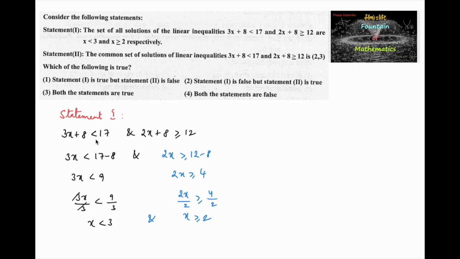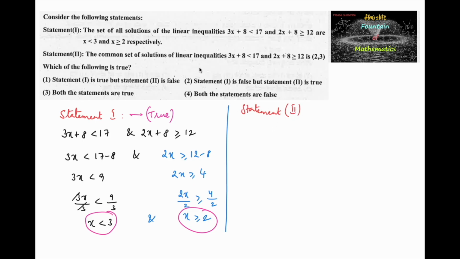So therefore we can say the respective inequalities have x is smaller than 3 and x greater than or equal to 2. So we can say that statement 1 is true. And coming to statement 2, here the common set of solutions of linear inequalities is given for the same inequalities: 3x plus 8 is less than 17 and 2x plus 8 is greater than or equal to 12. So we got the solutions, x is smaller than 3 and x is greater than or equal to 2.